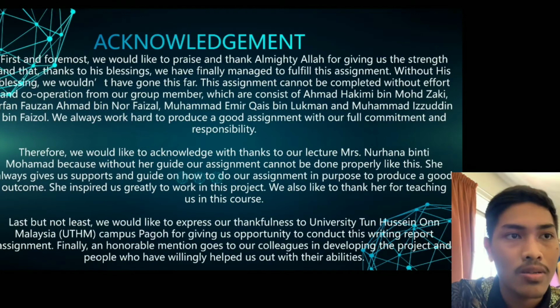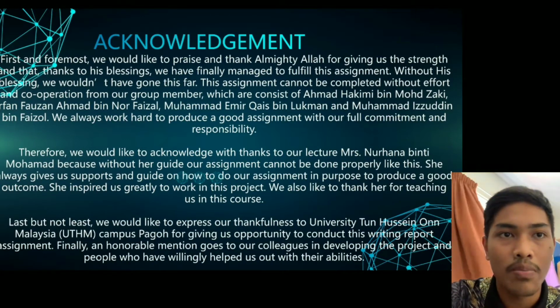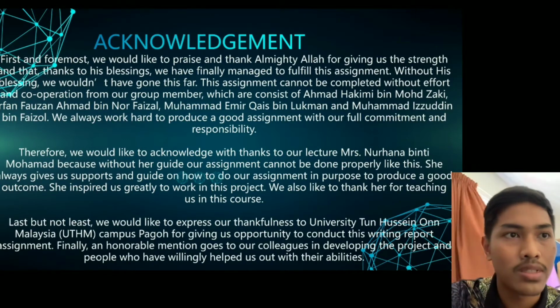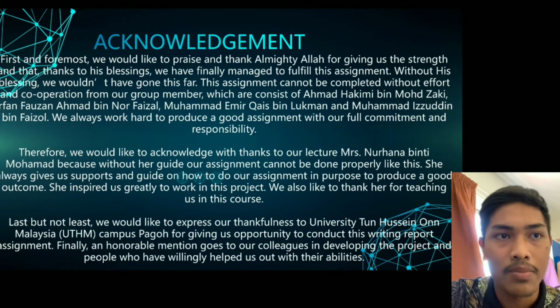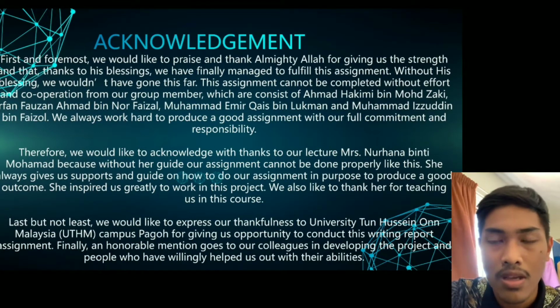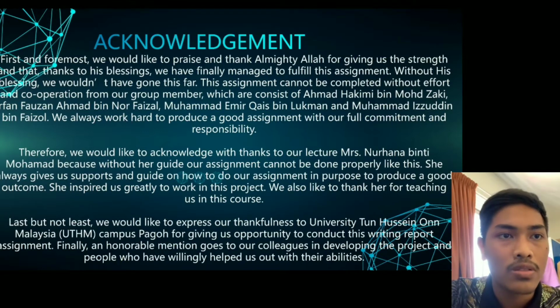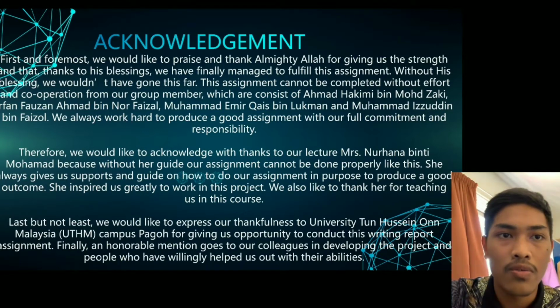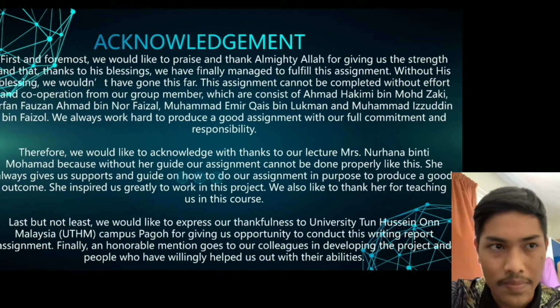This assignment cannot be completed without effort and cooperation from our group members, which consist of Ahmad Hakimi bin Muhammad Zaki, Irfan Fauzan Ahmad bin Nur Faizal, Muhammad Imran Qais bin Lokman, and Muhammad Izzuddin bin Faizal. We always work hard to produce a good assignment with our full commitment and responsibility.